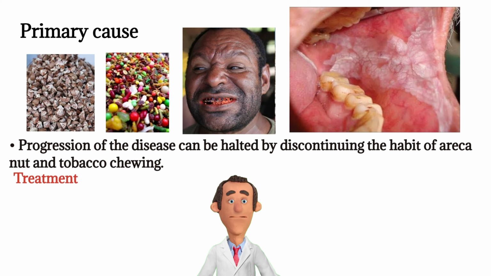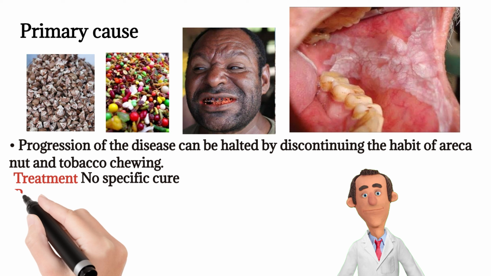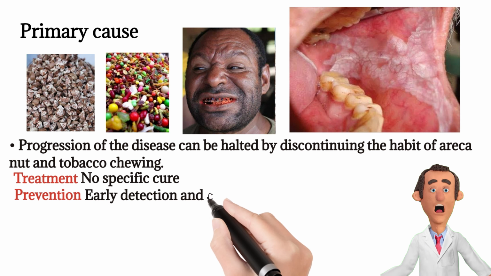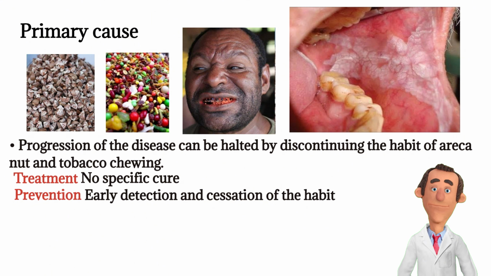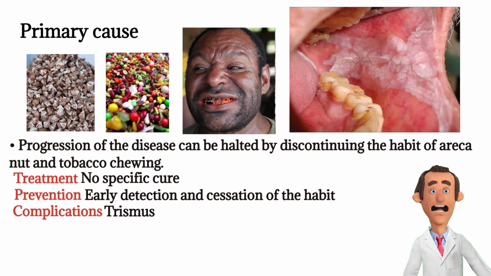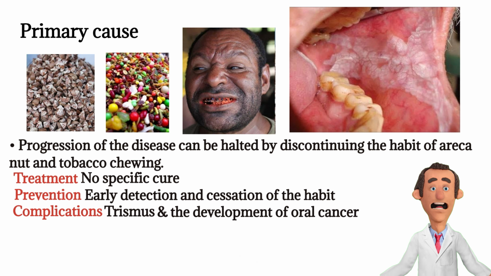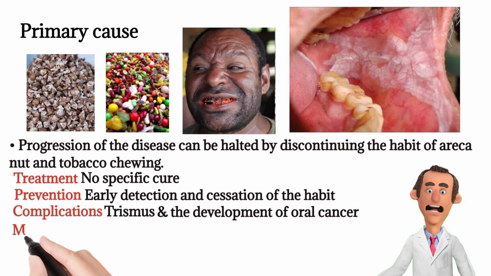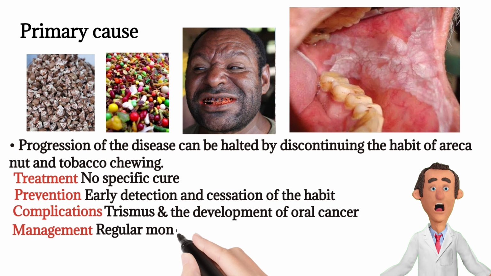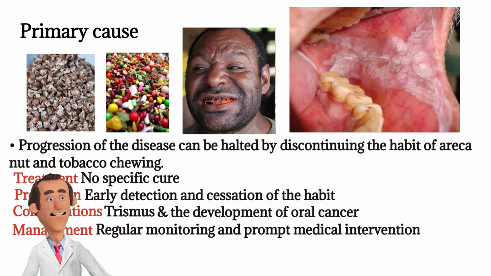Unfortunately, there is no specific cure for oral submucous fibrosis once it has developed. However, early detection and cessation of the habit can prevent further complications. Trismus, inability to fully open the mouth, and the development of oral cancer are 2 serious complications associated with advanced stages of oral submucous fibrosis. Regular monitoring and prompt medical intervention are essential for managing this condition and reducing the risk of complications.